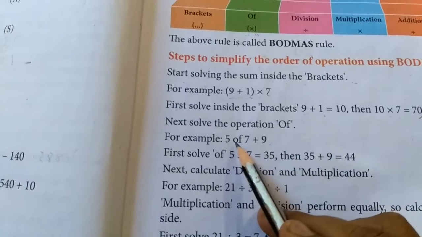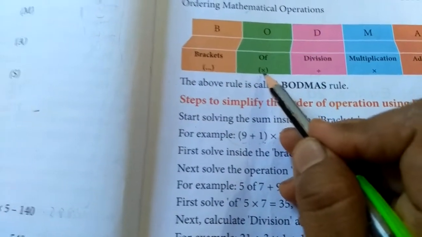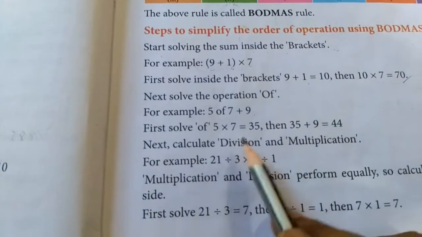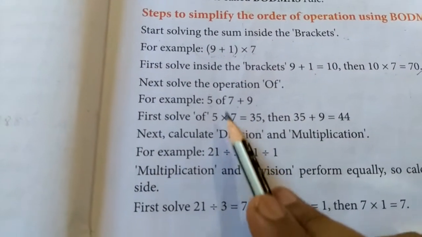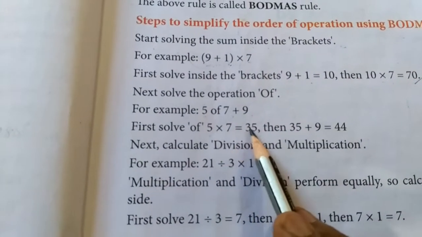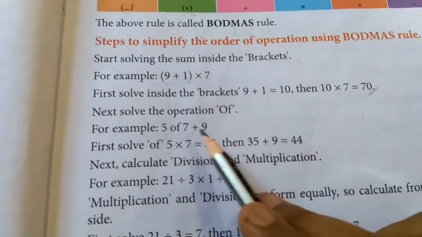Then we know what is the meaning of "of". The meaning of "of" is multiplication, this cross sign. Okay, this is to be multiplied. So like that we will solve it: 5 of 7 can be represented as 5 into 7. So 5 into 7 will give us 35.